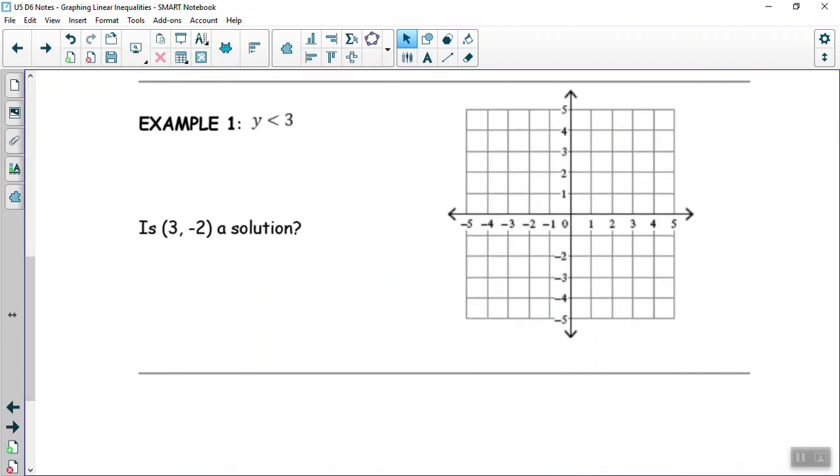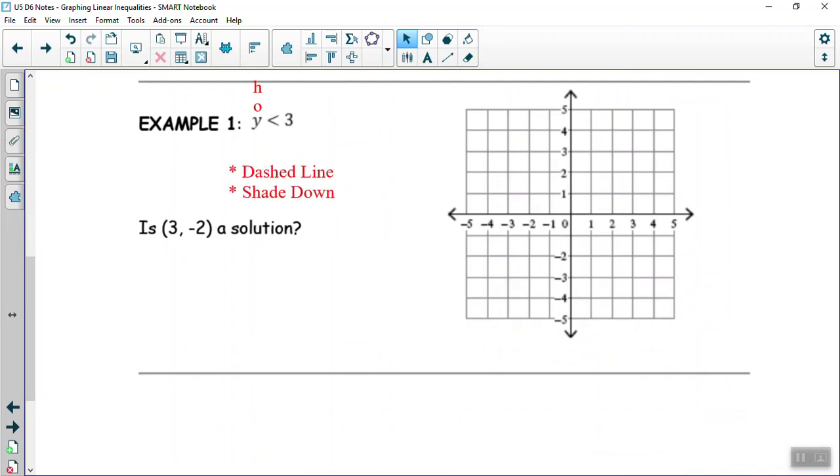So this one here, y is less than 3. Right away we should recognize that it's missing the x, so it's one of our special cases. This happens to be a horizontal line that goes through the y-axis at 3. I'm going to look at my inequality sign.